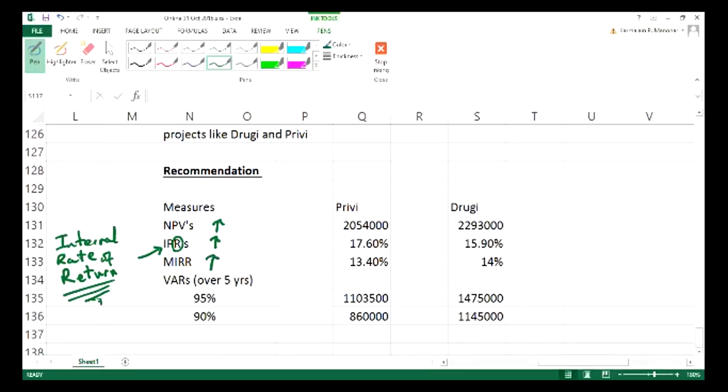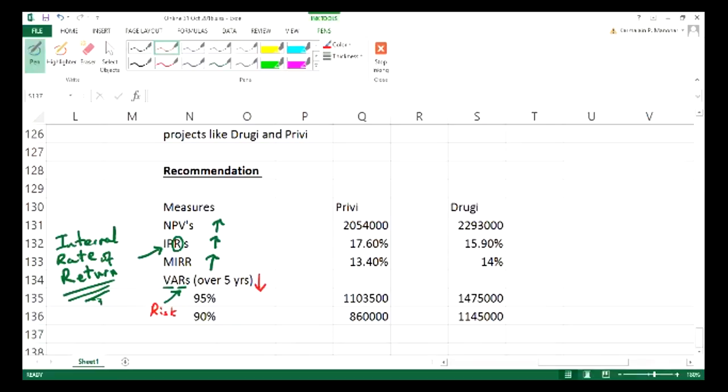But with the VAR, R doesn't stand for return. R now stands for value at risk. So would you want your risk to be high or your risk to be low? Very good. We would want our risk values to be low.